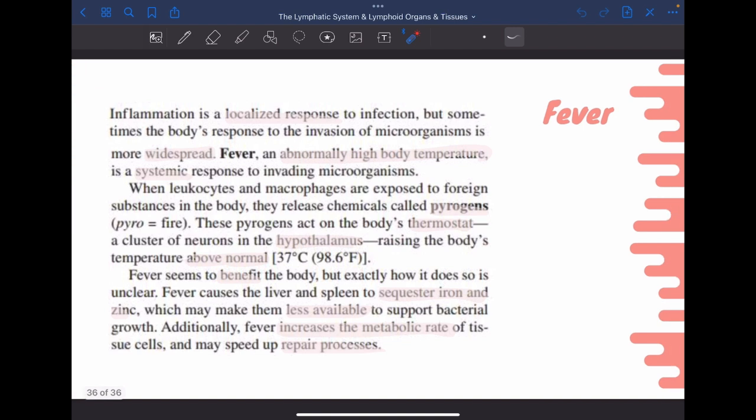And then we spoke about fever, which is more of a systemic response to a pathogen or an abnormality in the body, where it can be explained by sequestration of iron and zinc, which will inhibit the growth of bacteria, or the increased metabolic rate can enhance the repair. And that's pretty much it from my part.